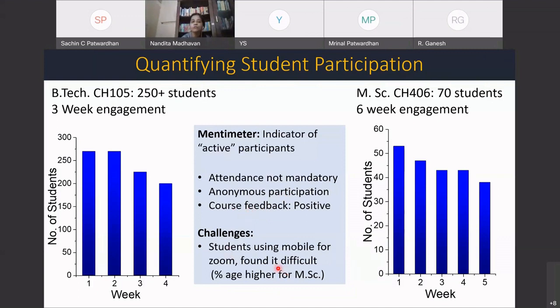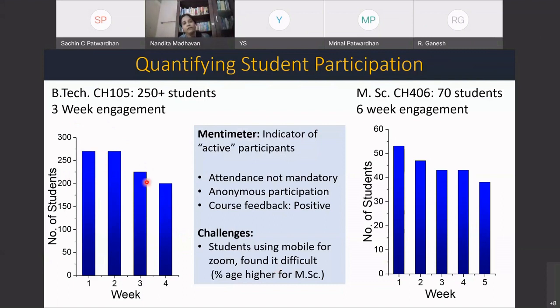Challenges, as I said, students using mobile told me it was very difficult. So I told them, later on for the Mentimeter quizzes, first I would give them 2 minutes to work out the problems so that everyone has a chance to do it in their notebook. And then we would move on to the Mentimeter portal. So there I would just give them like a minute to key in their answers, or sometimes even 30 seconds.